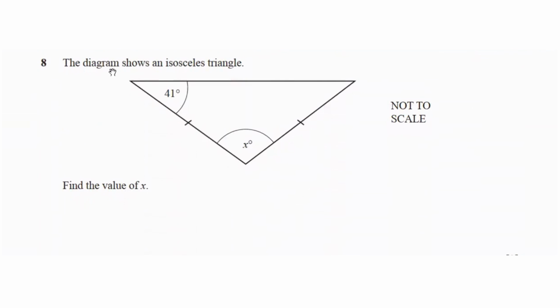Question 8 says the diagram shows an isosceles triangle. Find the value of x. So since these two lengths are equal, that's going to mean this is also 41.